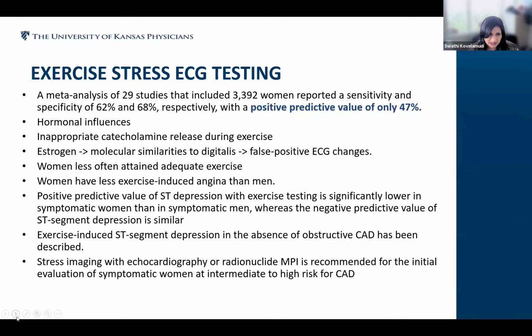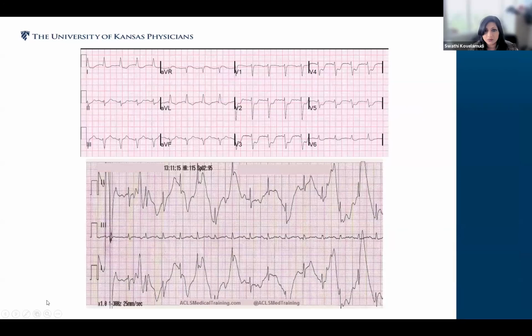So exercise stress testing. This is ECG only exercise stress testing. And long story short, this is not a preferred modality if you truly suspect coronary artery disease in women. And this is why. So while the top picture is what we would like to see in a traditional exercise stress test, the bottom picture is what we usually get. Especially in women, especially because of the presence of breast tissue, we get a lot of artifact on ECGs. And so we end up having non-diagnostic tests.